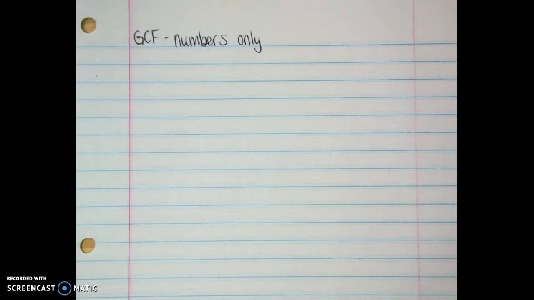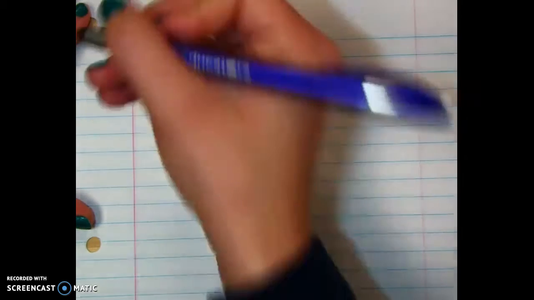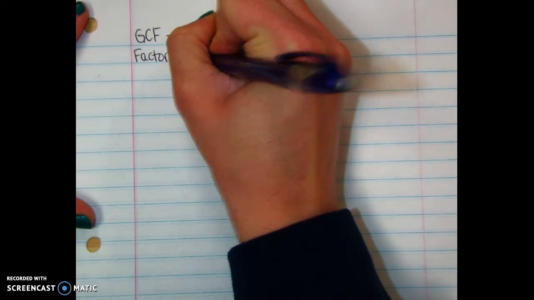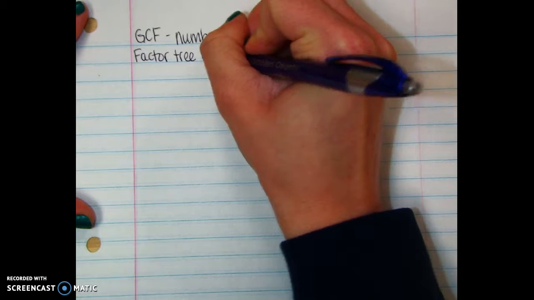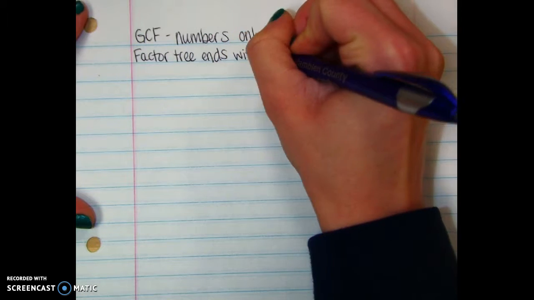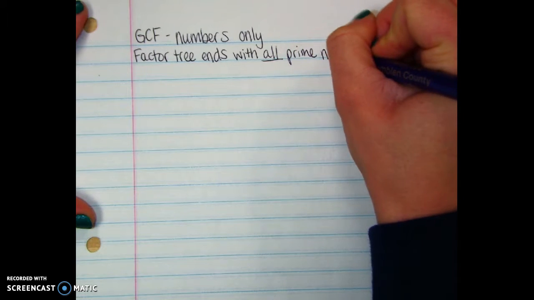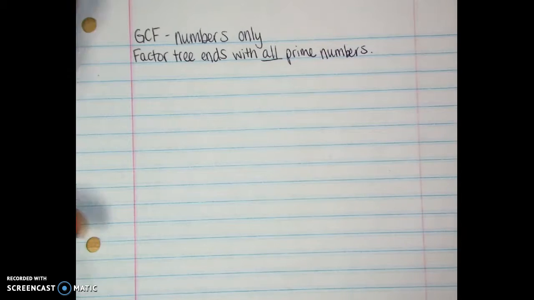So when you're doing the GCF, something to remember is that the factor tree has to end with all prime numbers. Okay, if you do not remember what prime numbers are, you need to go back in your notes. That one time that we had the bell ringer and I told you to write down all of those prime numbers, that's the reason why I had you write them down. So you need to go back and find those. Now let's do some examples.